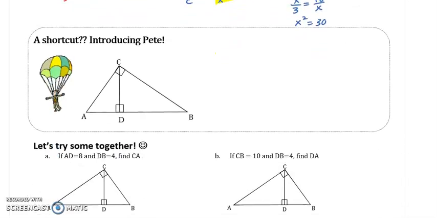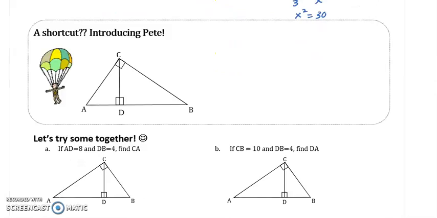This is called Parachute Pete. It's kind of silly, but I think that the shortcut helps kids do these problems probably in a third or quarter less time. So this is what we're going to say here. We got this little man Pete. Here he is. And he's always going to land on the right angle of the big triangle. So he has 3 options here when he lands on that right angle. He can slide down the altitude, he can slide down this leg, or he can slide down this leg, almost like going down a mountain.